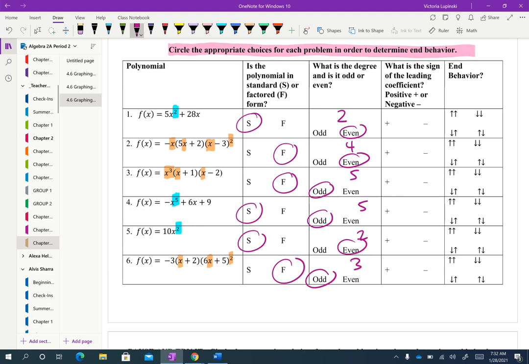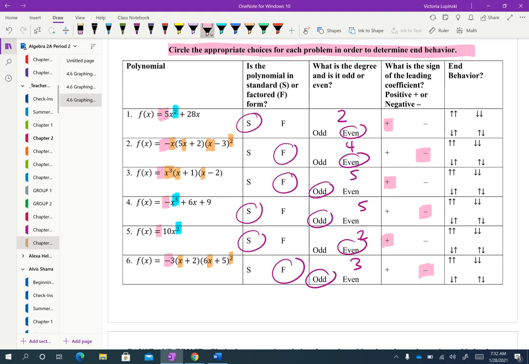To find the sign of a leading coefficient, you're going to look out front. Remember that nothing out front implies that it's a positive. So taking a look here, in number 1, nothing out front, that's a positive, where number 2 is a negative, 3 is a positive, 4 is a negative, 5 is a positive, and 6 is a negative.